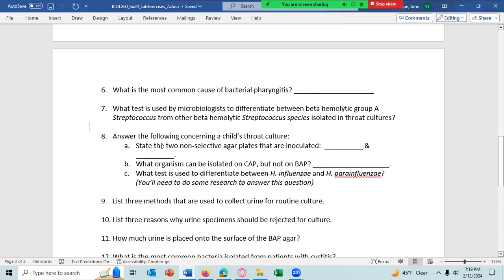8, answer the following concerning a child's throat culture. 8A, state two non-selective agar plates that are inoculated for a child's sore throat. And when you're swabbing, you're growing the bacteria. And 8B, what organism can be isolated on CAP, that's chocolate agar, but not on BAP, that's blood agar. So name the organism. 8C, you do not need to answer because you need to do some online research to answer that. So I just scratched it out.